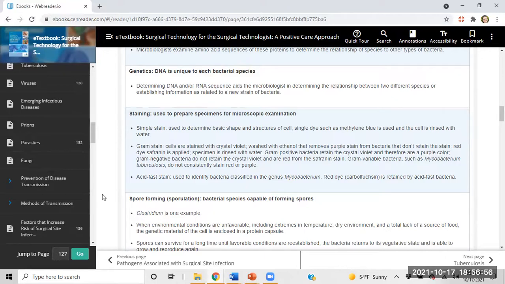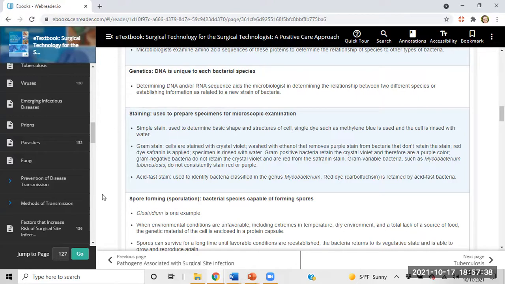Now, gram stains, and you'll hear gram negative, gram positive, these are stained with crystal violet, and then it's washed with ethanol, so alcohol basically, and that removes the purple stain from bacteria that don't retain the stain, okay? And then a red dye of safranin is applied, and then it's rinsed with water. And so the bacteria that retain that crystal violet, and so then it is a purple color, those are called gram positive. And then gram negative do not retain it, and so then they're red from that safranin stain.